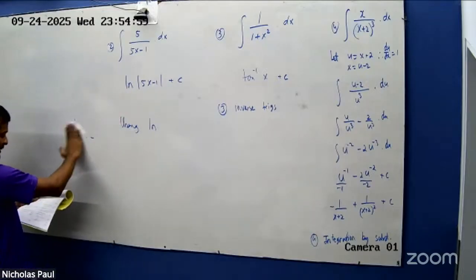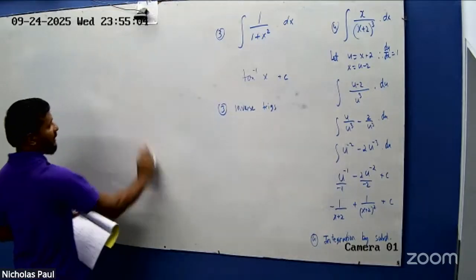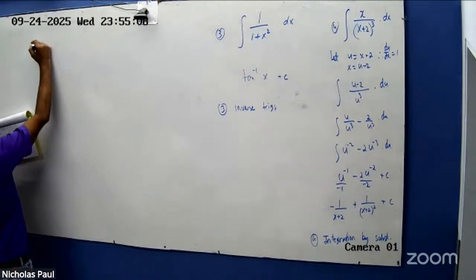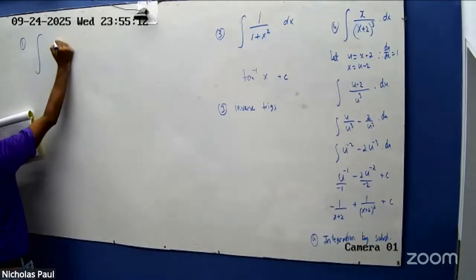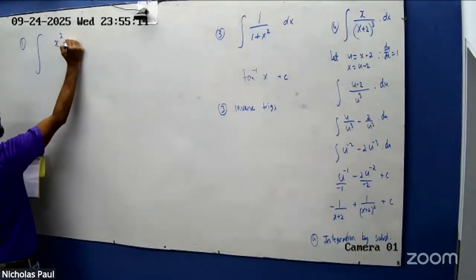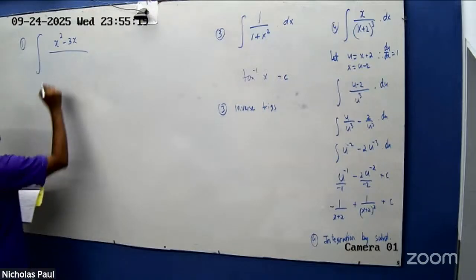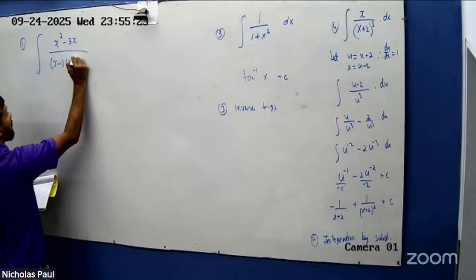These questions are 12 marks in total, the partial fraction part and then the integration part. But I would put it as one. So question one for us is integrate x squared minus 3x over x minus 1.